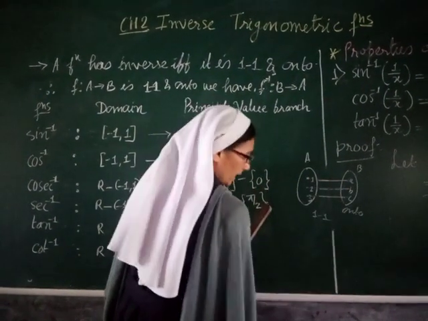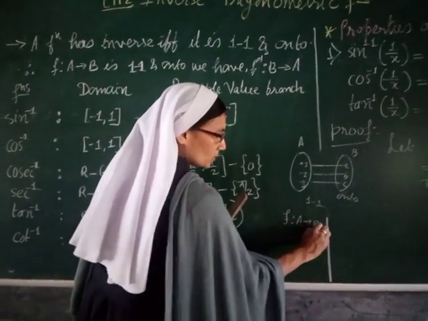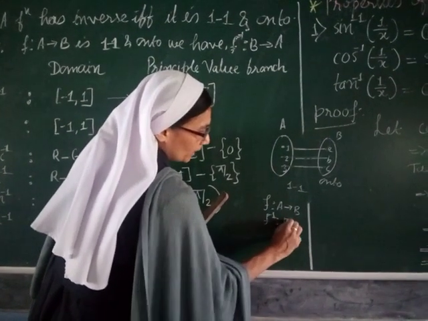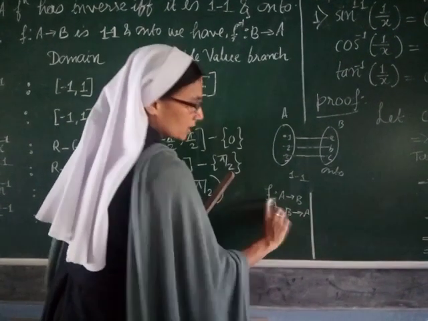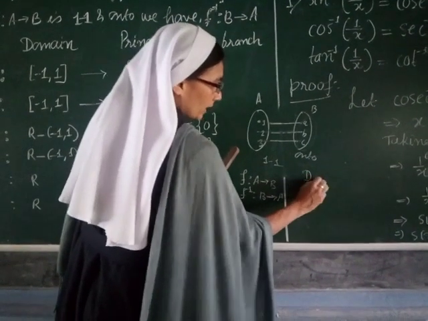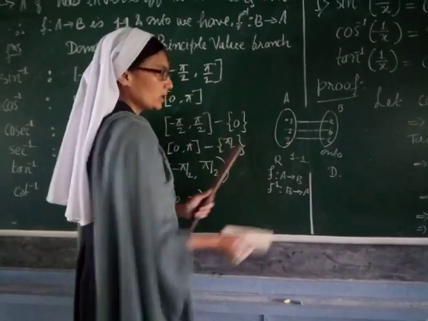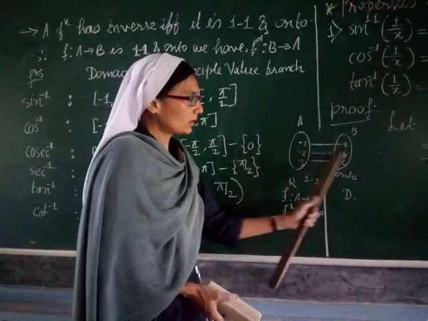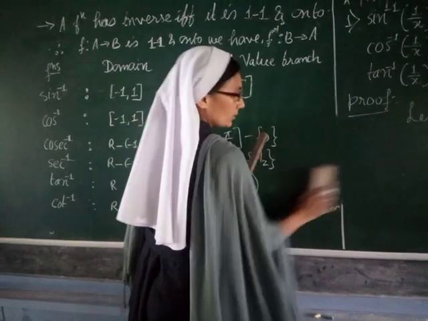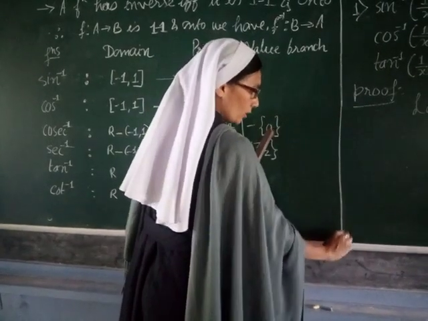So if a function f is from A to B, and it is one-one and onto, then I can define an inverse function from B to A. This set will become my domain, and this set will become my range. So only if it is one-one and onto can I find the inverse function. So the condition to have an inverse function is that the function needs to be one-one and onto.